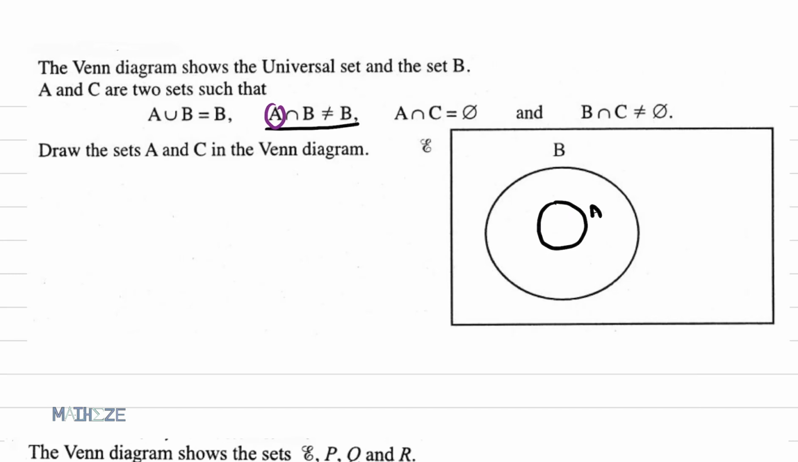Now comes A intersection C is a null set. That means it's a disjoint set. Do you get this? But B intersection C is not a null set. That means B and C have something common. So can you draw C like this? A and C is a null set, there is nothing common. But there is something common between B and C because it's not a null set. Got this?